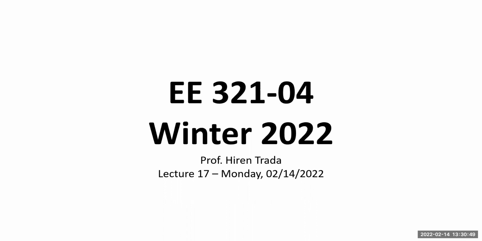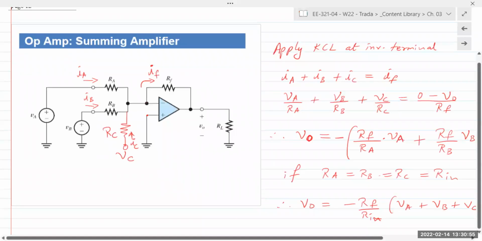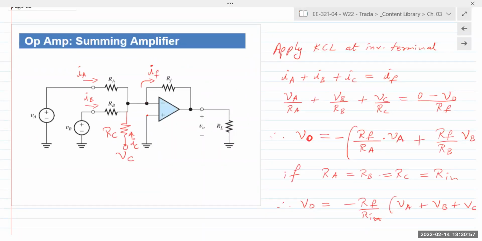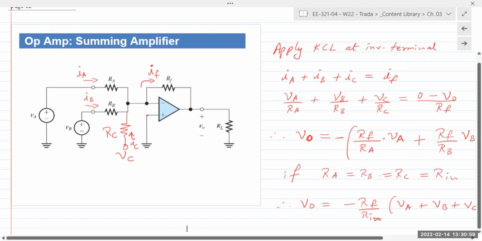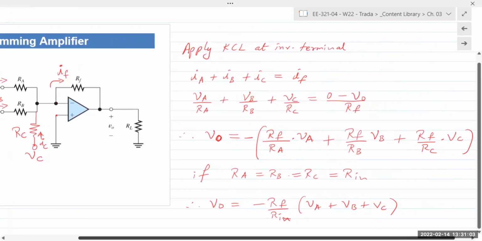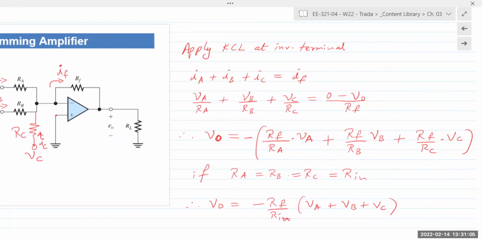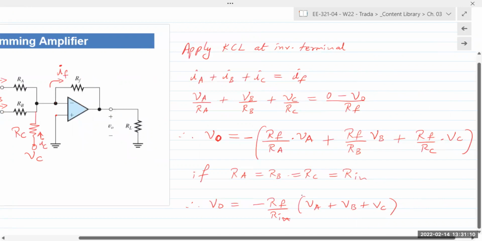We saw how we can derive the output equation and then the gain by taking V out over V in. And if we have the resistor values the same, we can simply say that the total input going into the inverting terminal is simply the sum of the voltages, right? VA plus VB plus VC.